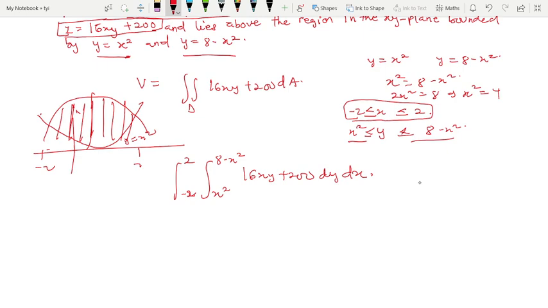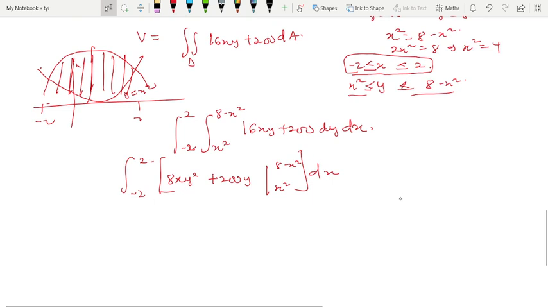Okay. So once I have this, I just move on straight. So I'll have the integral from negative 2 to 2. Then here, when I integrate this expression with respect to y, I'm getting 8xy squared plus 200y. Then I introduce my limits x squared and 8 minus x squared, then everything dx. So once I have this, I simplify this expression from negative 2 to 2. Wherever I see y, I have to put 8 minus x squared.